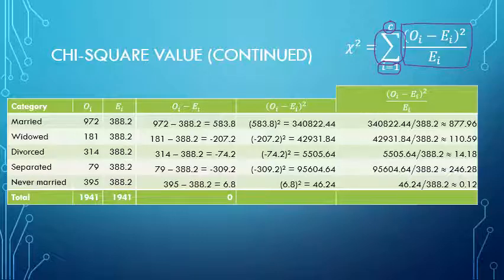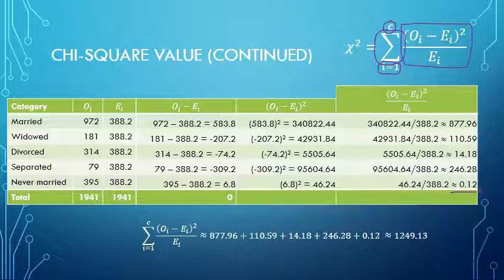So if we simply say here, well, let's add these up, then we should actually get our chi-square value. So I've done so here below. That results in 1249.13, and that is then that chi-square value. So finally, our chi-square value is 1249.13, which is actually also the value we've seen in the SPSS and the R output and the Excel output.